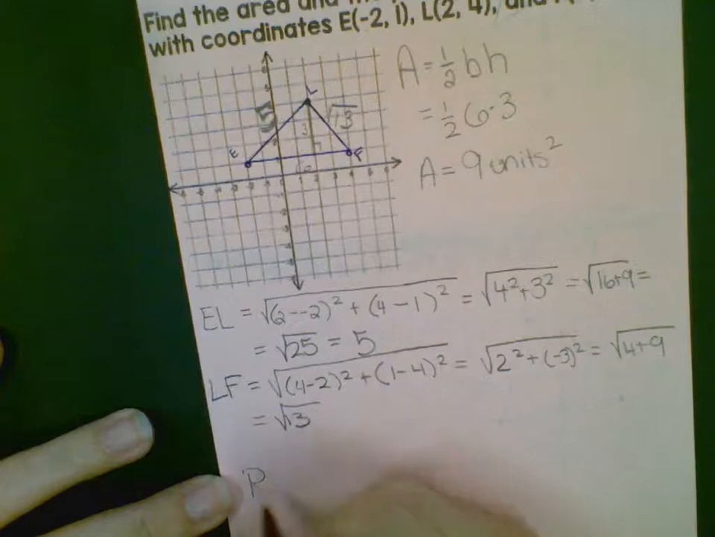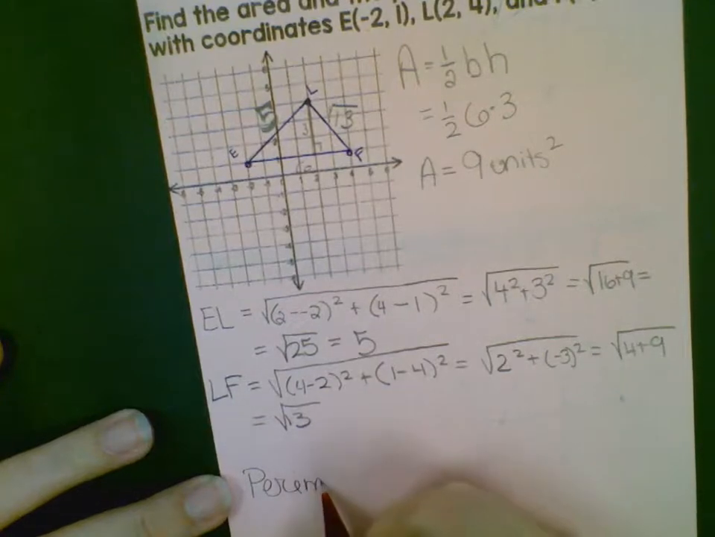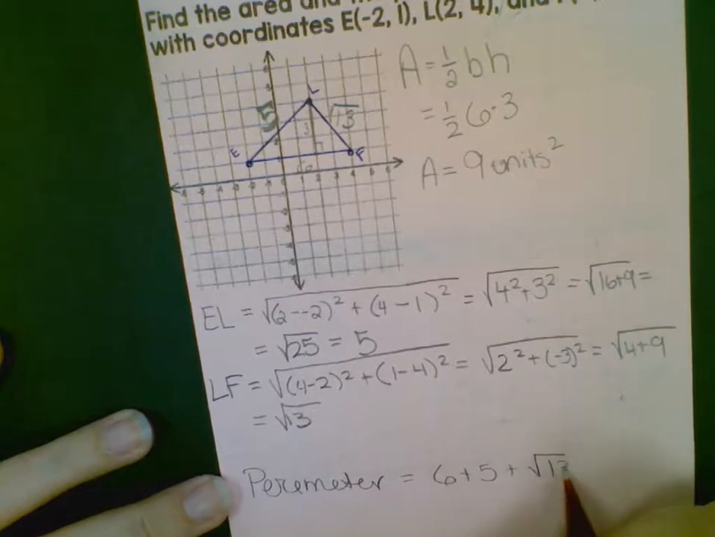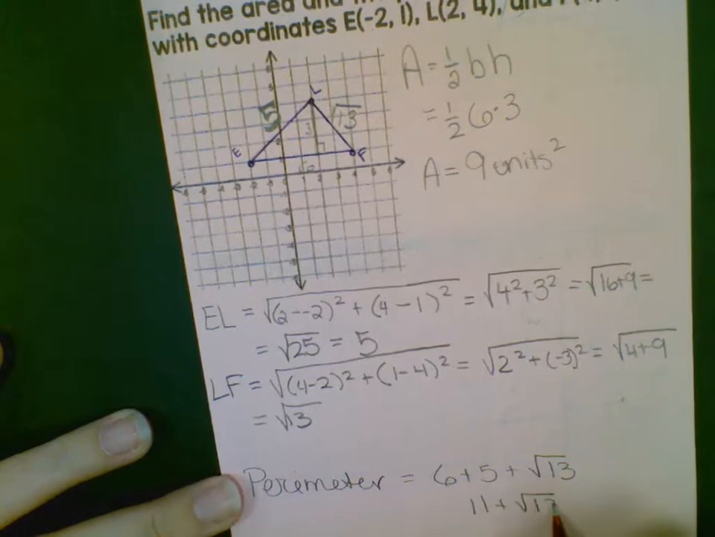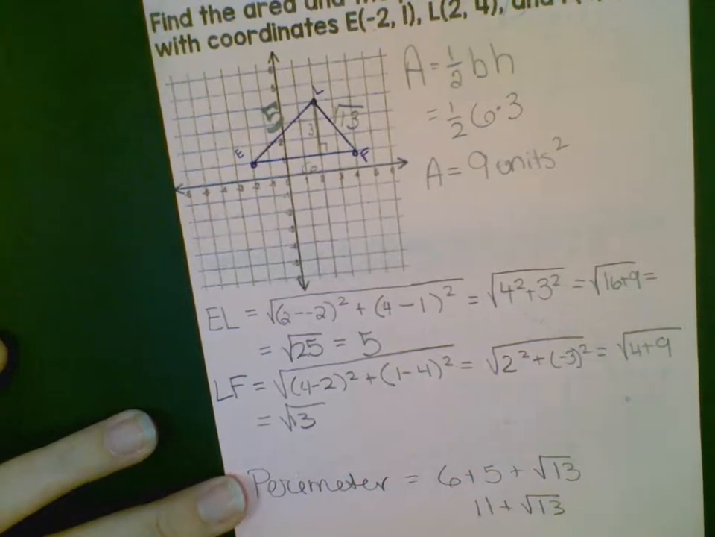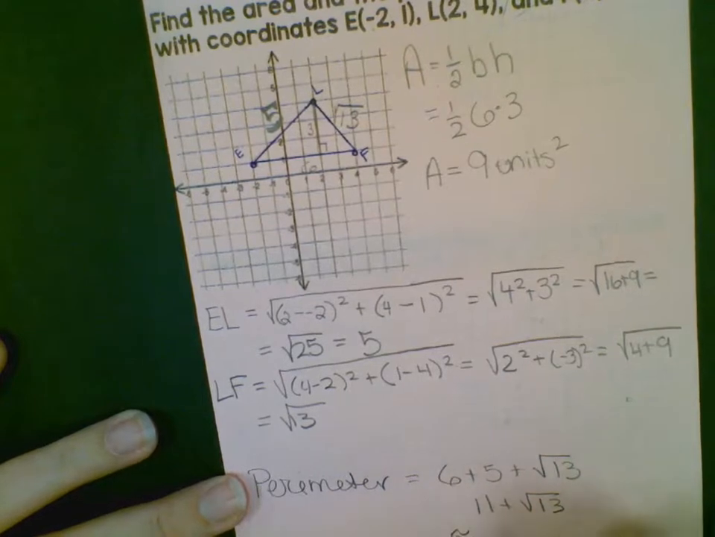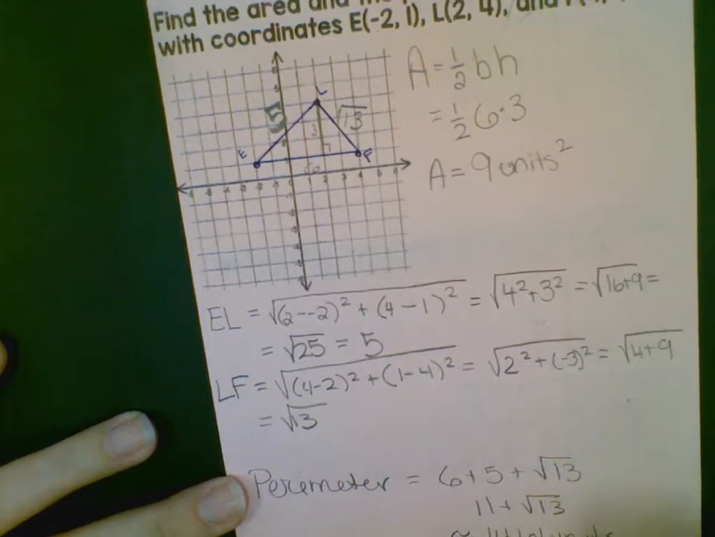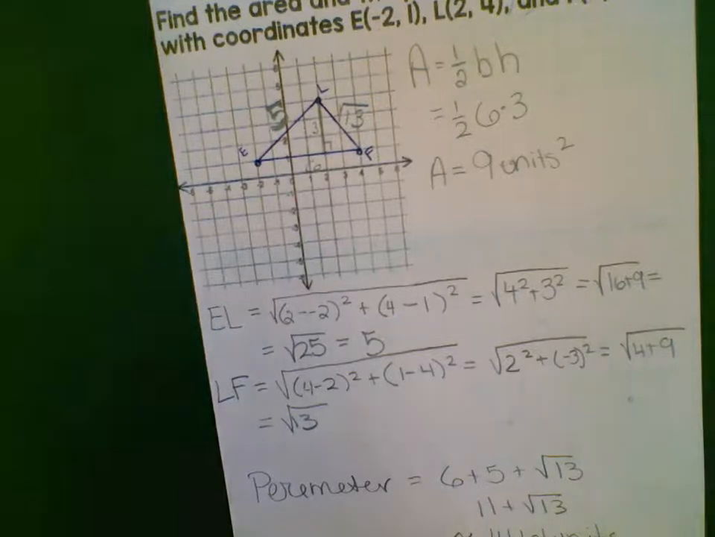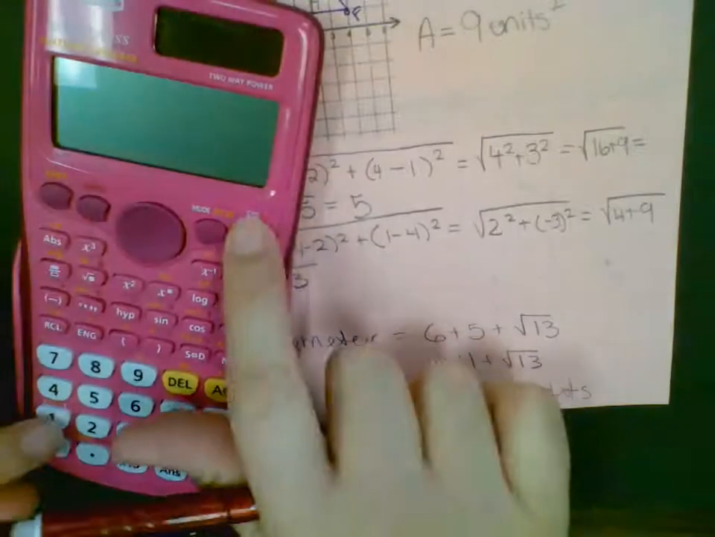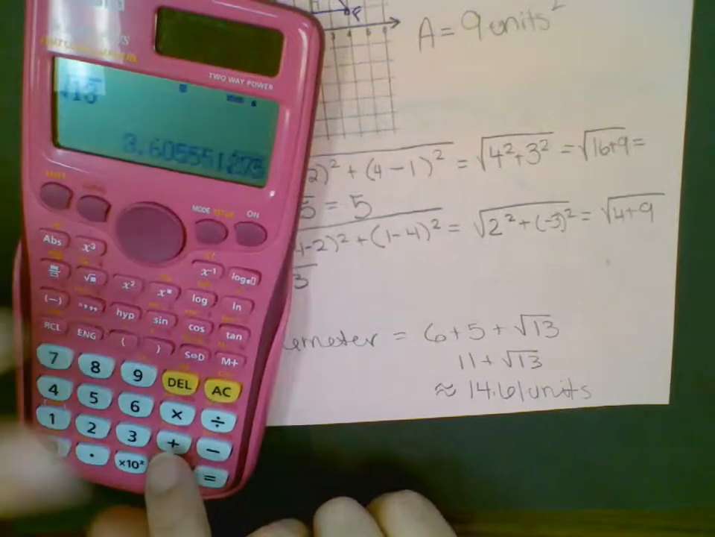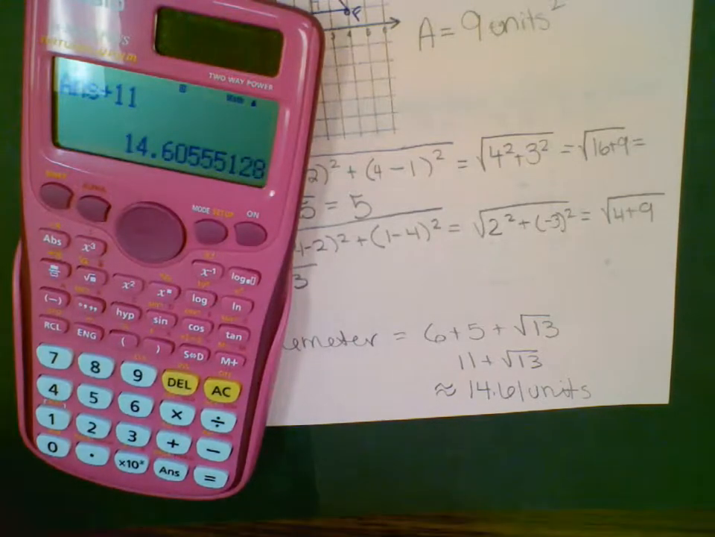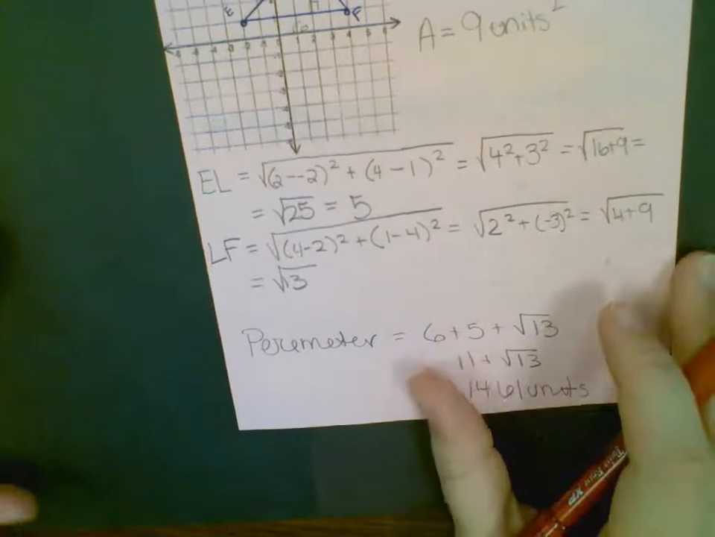So to find the perimeter, we just add up all those sides. So 6 plus 5 plus the square root of 13. So that'd be 11 plus the square root of 13. And we can type that in our calculator to get an approximate value. So this is approximately equal to 14.61 units. So how I got that was just typing it in our calculator. Oh, you can't see. So the square root of 13 plus 11. Okay, good. So let's try some more complicated examples.